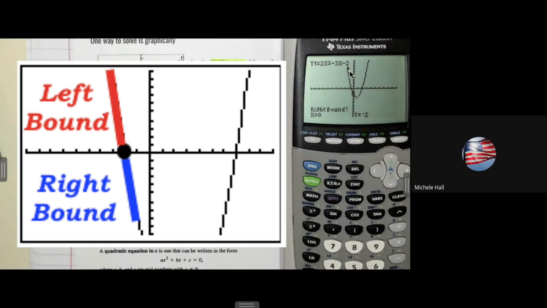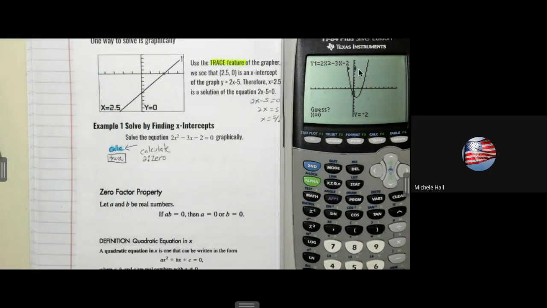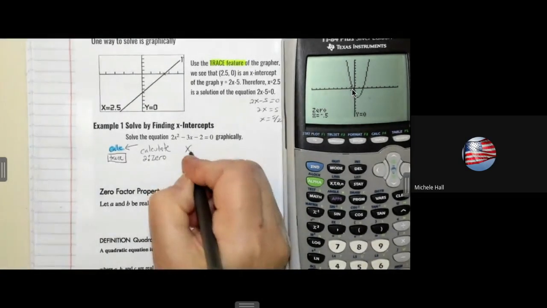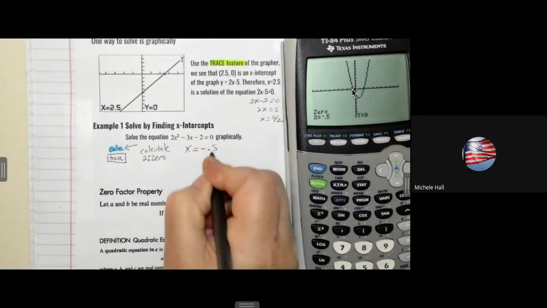See that arrow? That arrow says, I am a calculator and I'm going to start right where this arrow is to start looking for your 0. When I hit enter again, another arrow comes up. There it is. Here's another black arrow. The calculator is saying, I am going to look between these two arrows for that x-intercept. That's why you got to give it a left and a right. Then you hit enter. There it is, negative 0.5. So the first one is x equals negative 0.5.